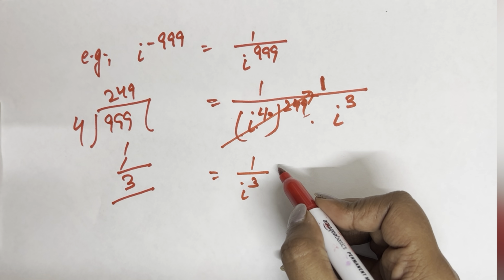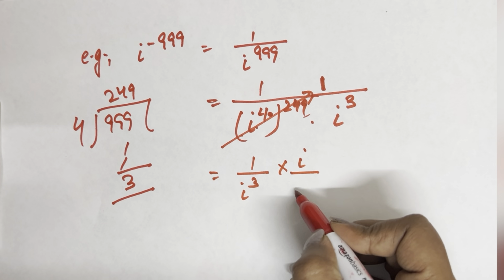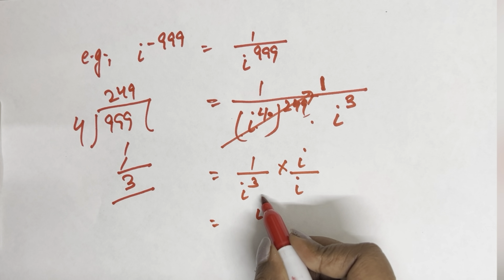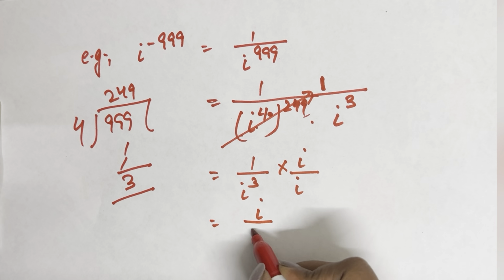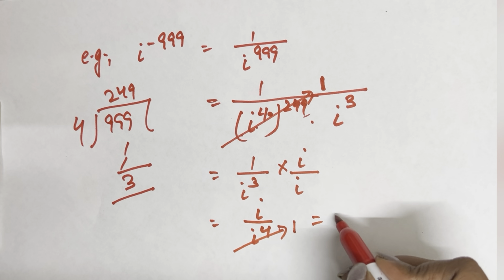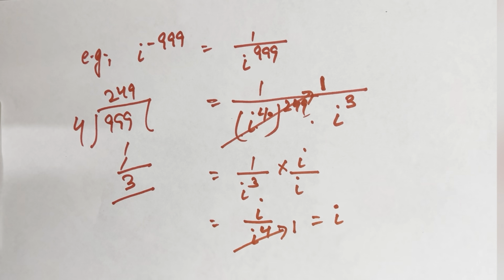Now you can multiply and divide by iota. So we will be having iota divided by iota to the power 4. Iota to the power 4 is 1, so we are left with iota, which is the final answer. So this way we can use negative integral powers so as to solve these questions, right?